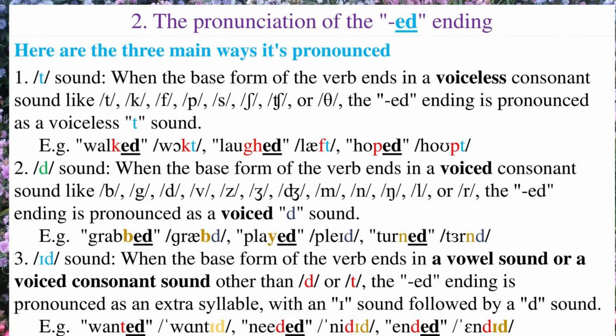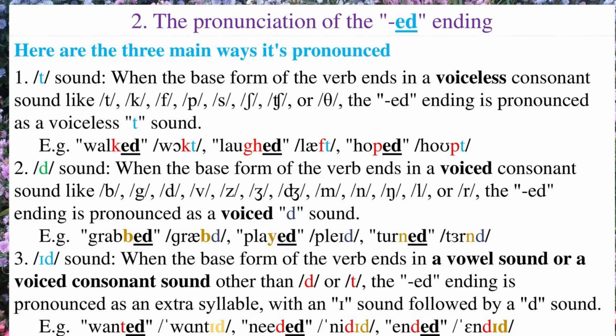2. The pronunciation of the -ed ending in English words can vary depending on the preceding sound. Here are the three main ways it's pronounced. 1. T sound. When the base form of the verb ends in a voiceless consonant sound like T, K, F, P, S, or theta, the -ed ending is pronounced as a voiceless T sound. For example, walked, laughed, hoped.